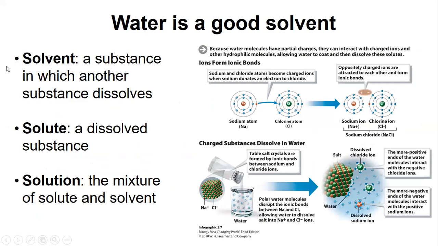So a solvent is what is doing the dissolving. Solute is what is being dissolved, the substance being dissolved. And a solution is when you have solvent and solute. Okay, I'll give you some examples. Water is a very good solvent. It is a common solvent. And that's not to say that there aren't others.